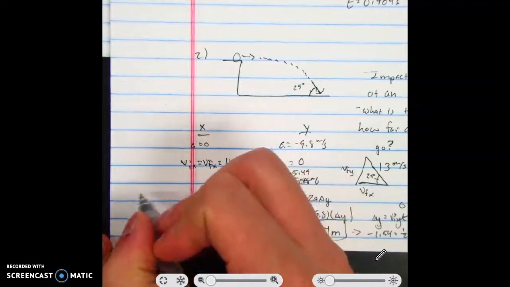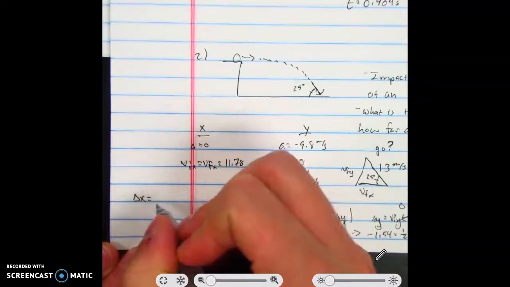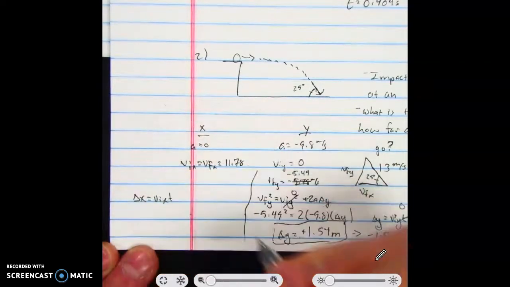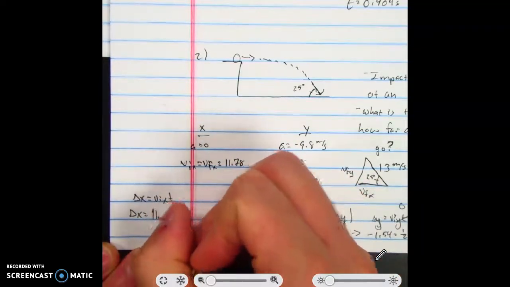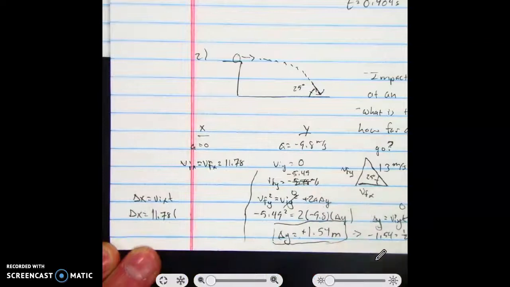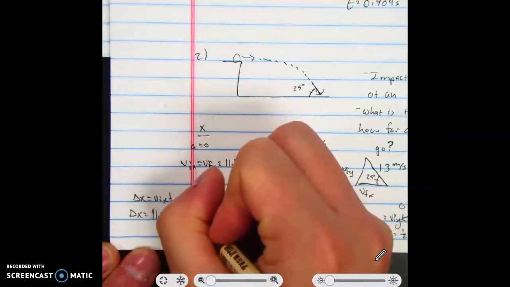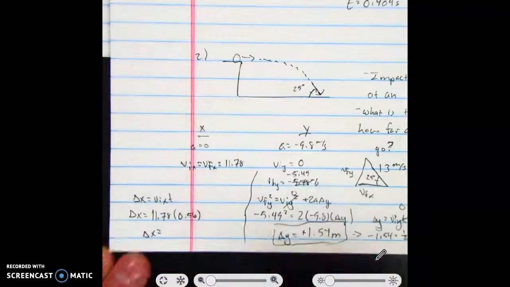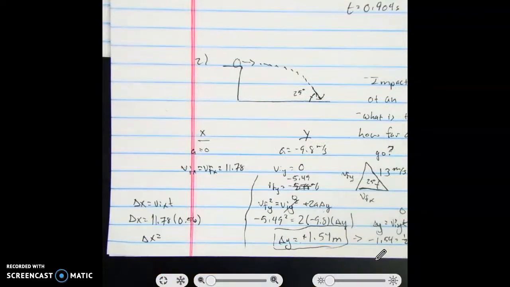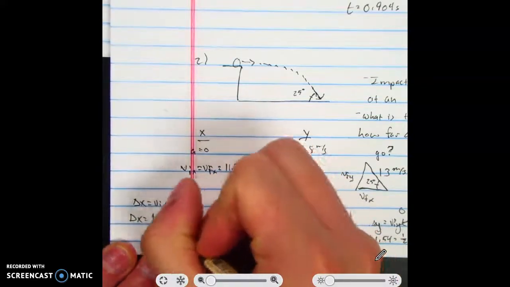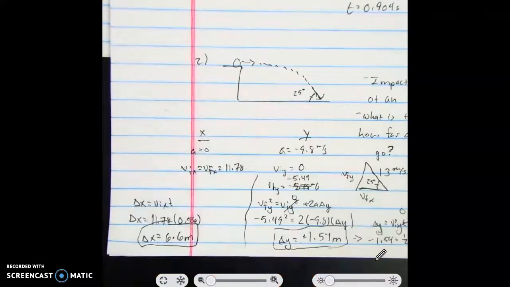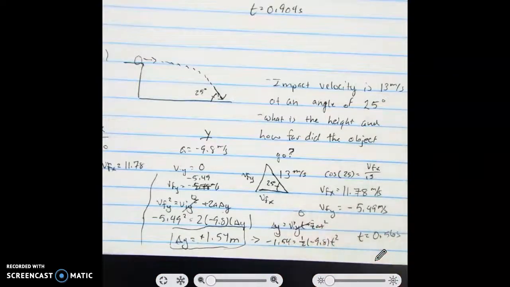and I'll say delta x is equal to v initial x t. So I have delta x is equal to 11.78 times 0.56. Delta x is roughly 6.6 meters. Boom. All right. So that one's working our way backwards.